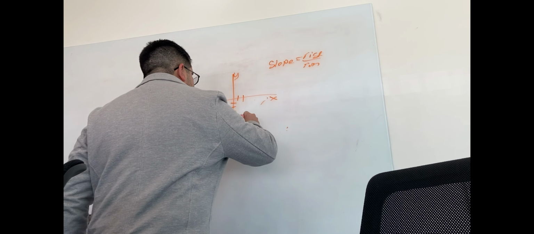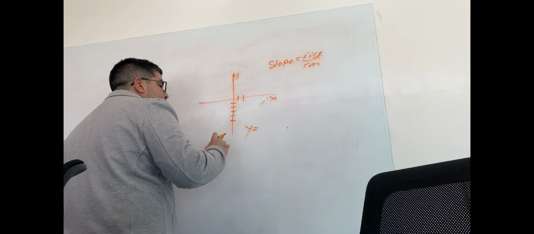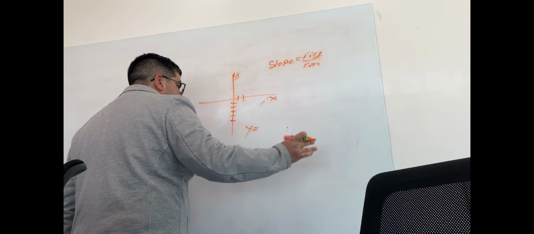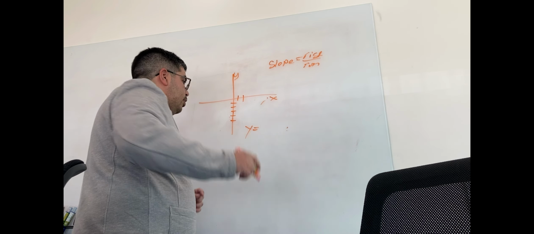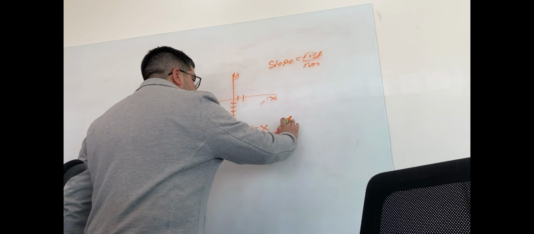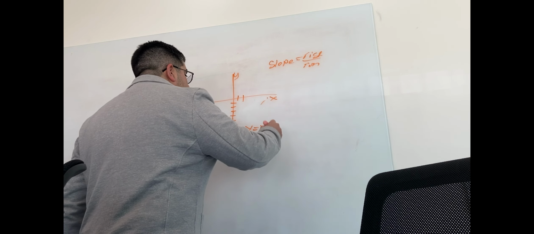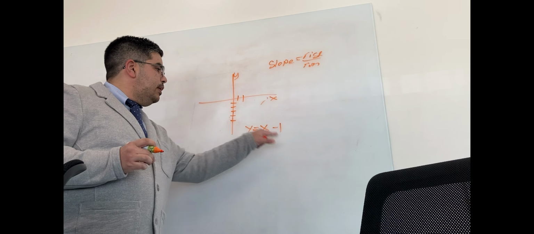We're going to graph y equals, slope-intercept form always has to be y equals something x plus b. This is going to be a special one. We're going to just write y equals x minus 1.